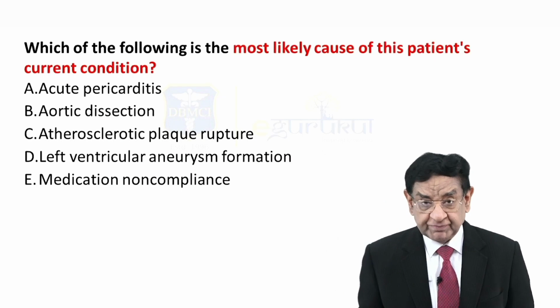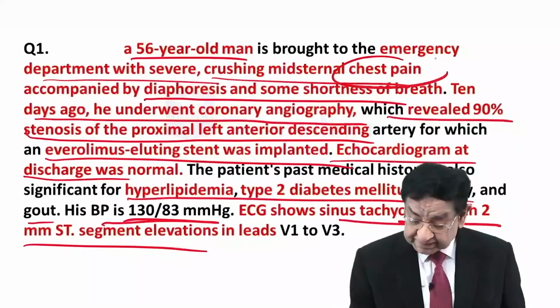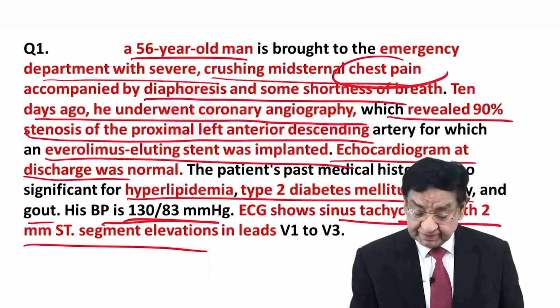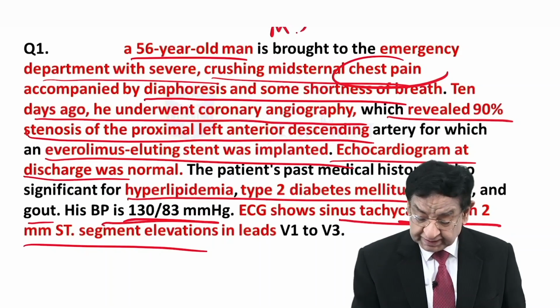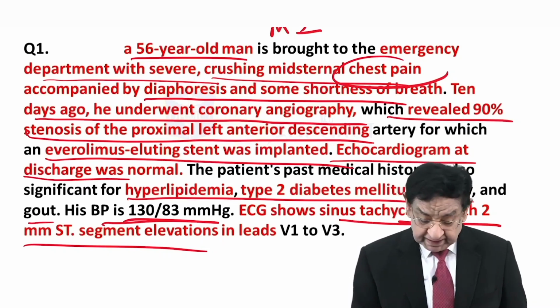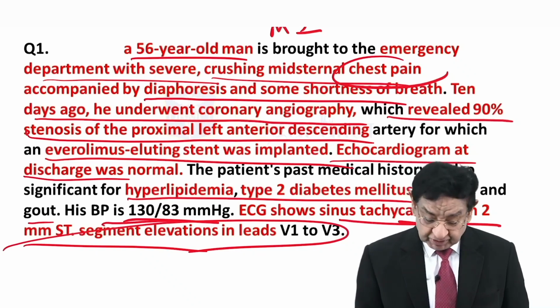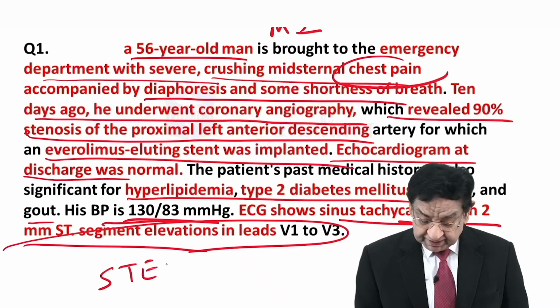If you review the question again, the point to be noted is the type of chest pain he has. Most likely he is having an MI. Well, it has been further supported by ST elevation in V1 to V3. That is again supporting that he has got ST elevated MI.